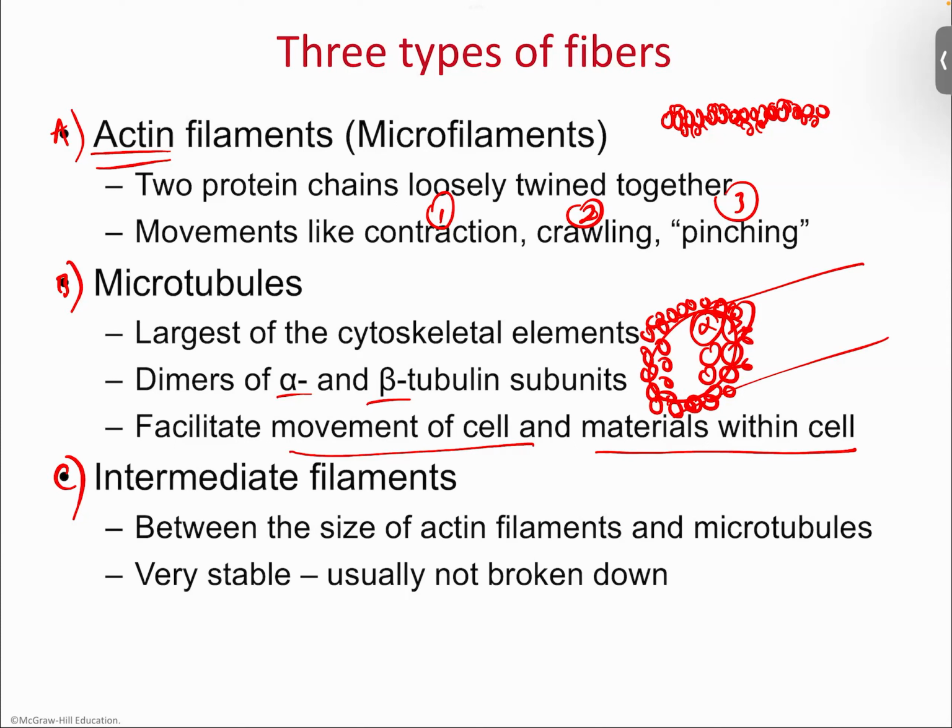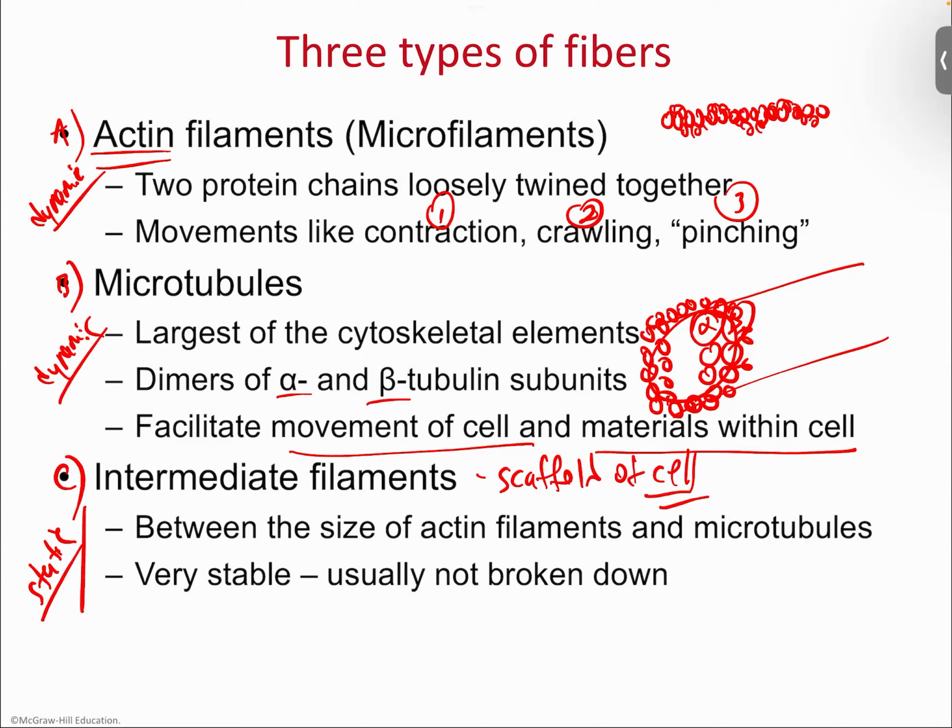Now, intermediate filaments are different from these two, which are dynamic. That means you can build them up and break them down, build them up and break them down. So microtubules and actin are designed to build out, break down, build out, break down. So they're dynamic. Intermediate filaments are not. These guys are static. You build them once and they're there. So this basically creates the scaffold of the cell.